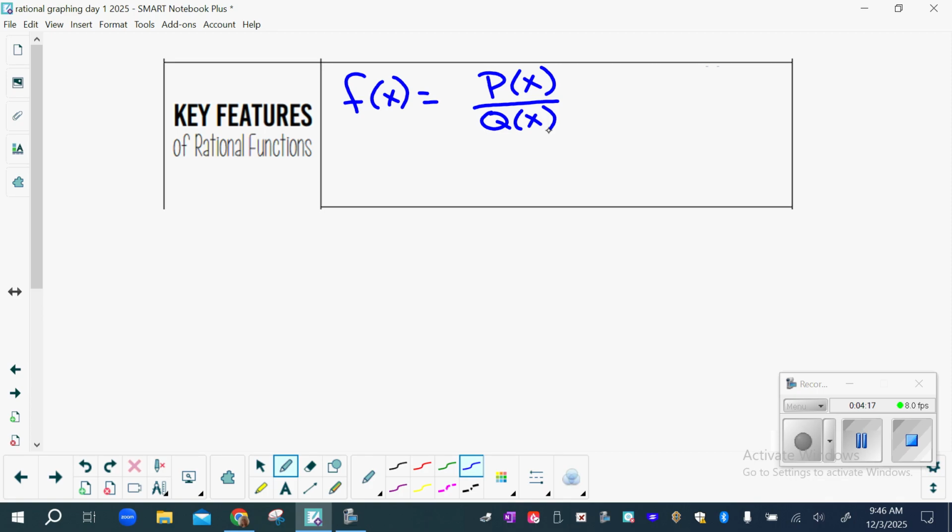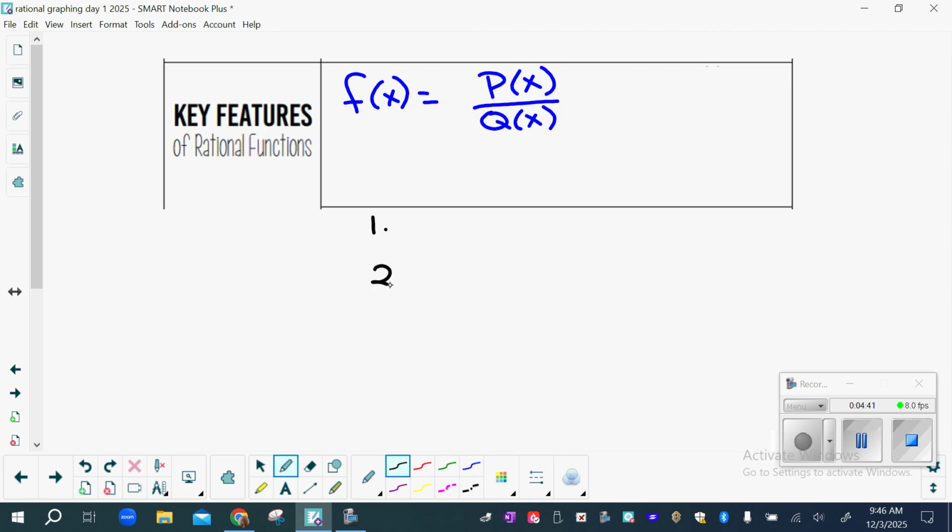There are 5 barriers or 5 key points that we're going to look for. We're going to list them all right here. We're going to find them on our graph in a few minutes. And tonight, we're going to learn how to find 3 out of the 5. Tomorrow, we'll find the other 2. And on Friday, we'll put it all together. So here we go. The first key feature of all of these.